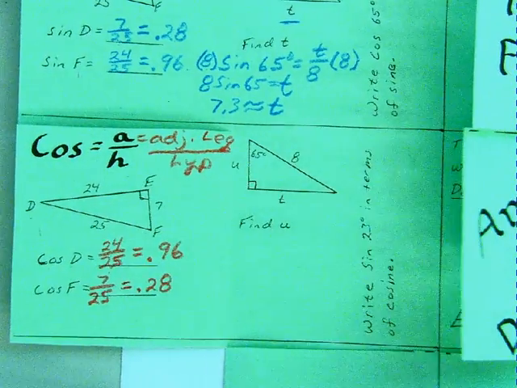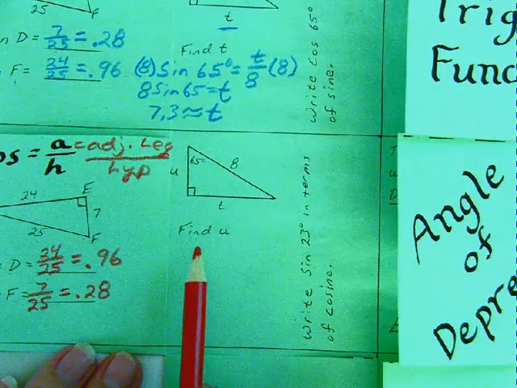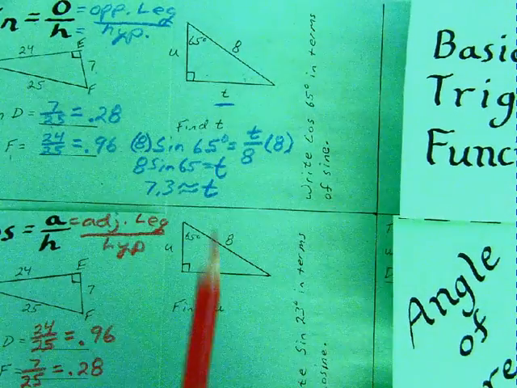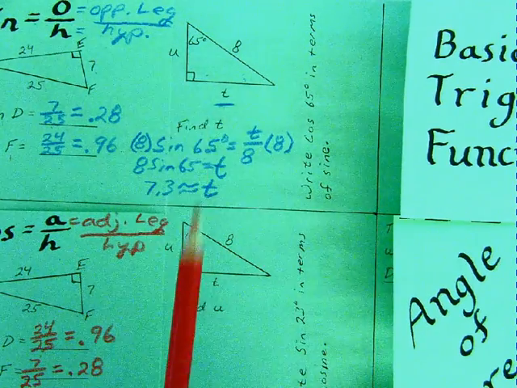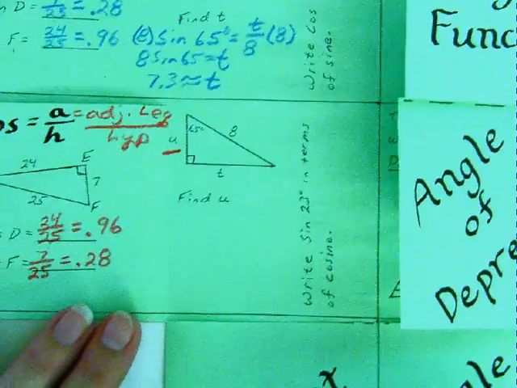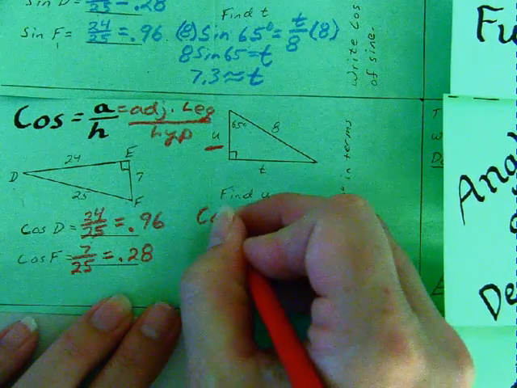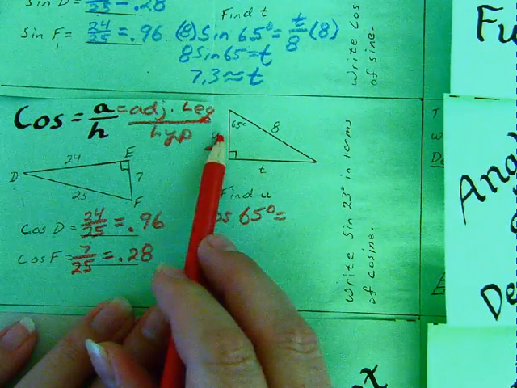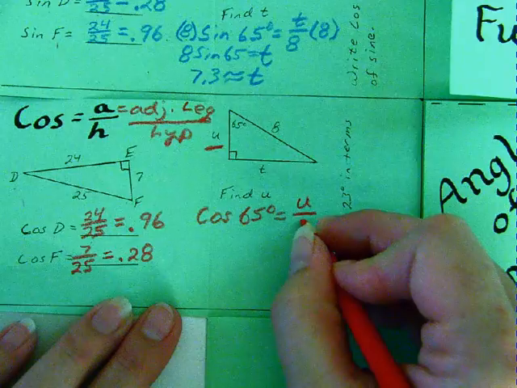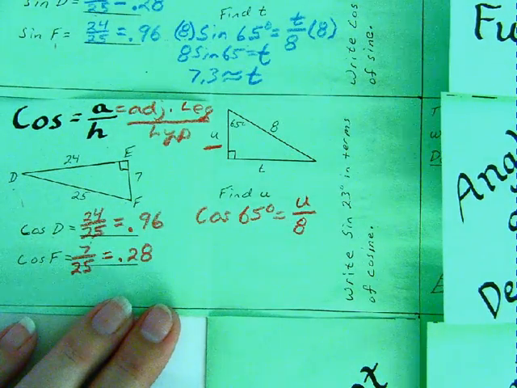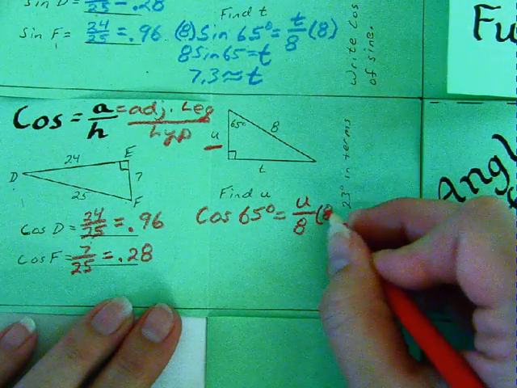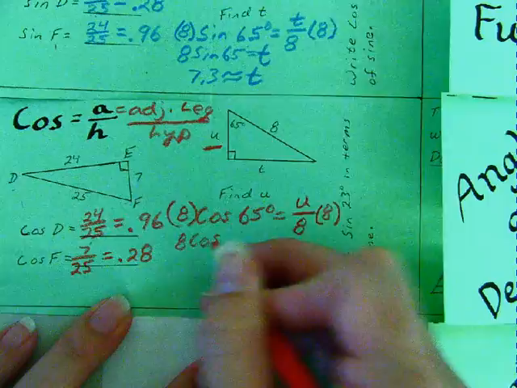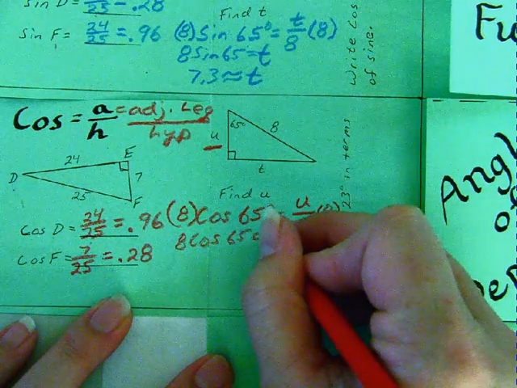Okay, so then the last piece that we're going to do here for this part is finding U. Again, our triangles are the same on both of these. We found T for the first one, now we're going to find U. So using cosine of our angle, which is 65 degrees, equals the adjacent is U, and hypotenuse is still 8. From here, I need to get that 8 off the bottom, so we're going to multiply by 8 on both sides, and I get 8 cosine of 65 equals U.